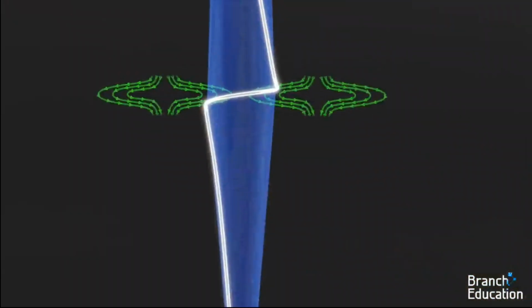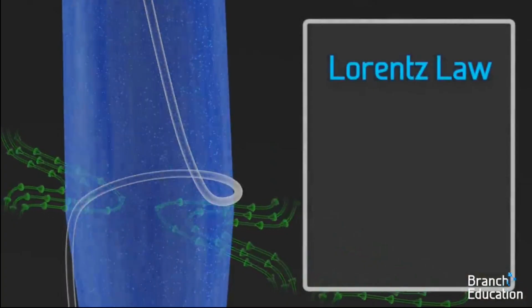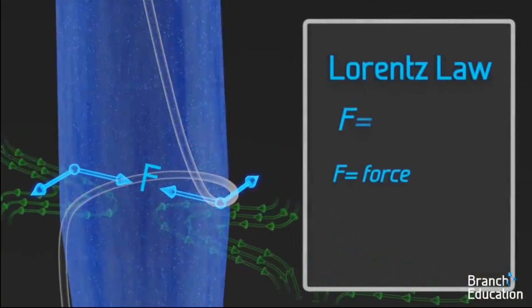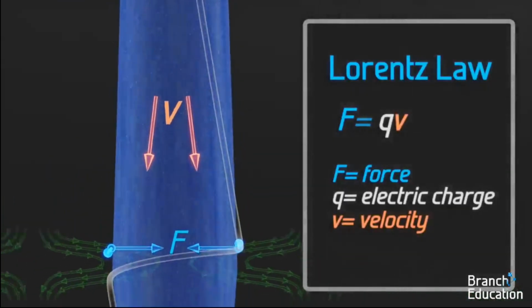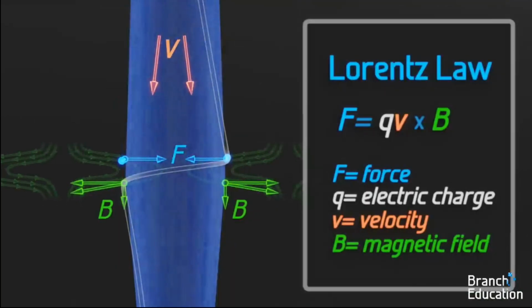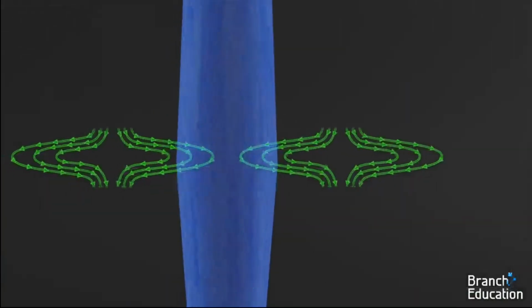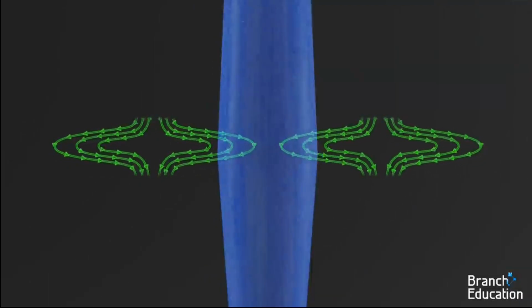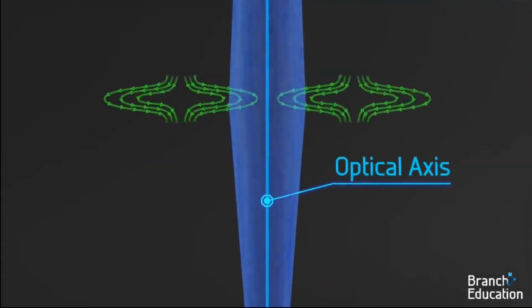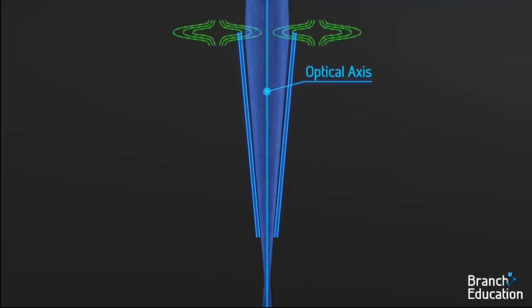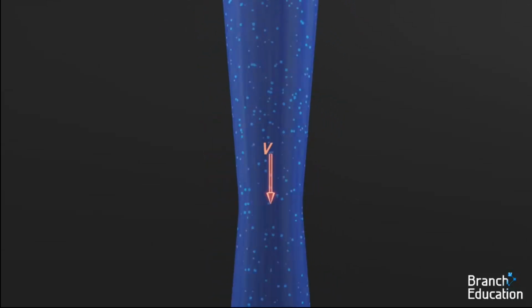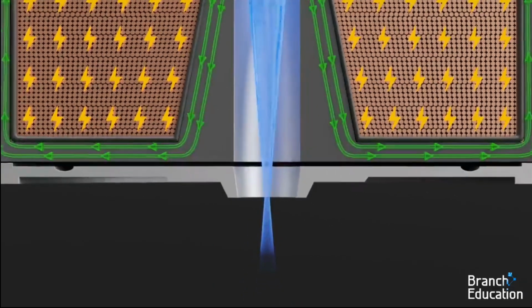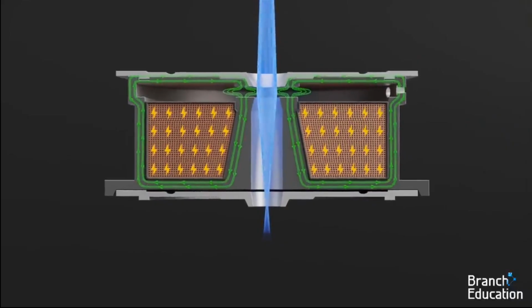The physics at play is the Lorentz law. To summarize, the force on the electron is equal to its charge, Q, times v, or the electron's velocity vector, crossed with B, the magnetic field vector. In short, if the electron were to have a velocity away from the optical axis, it would be forced by the magnetic field down towards the center. However, if the electron were traveling perfectly down the center along the optical axis, it wouldn't experience any Lorentz force from the magnetic fields and would just continue down the center.